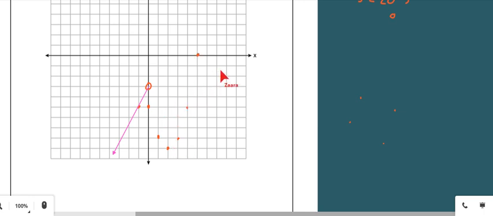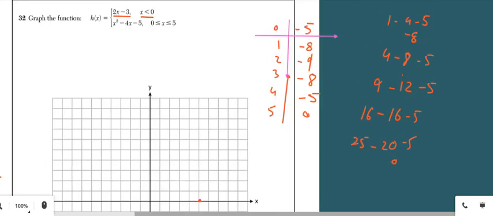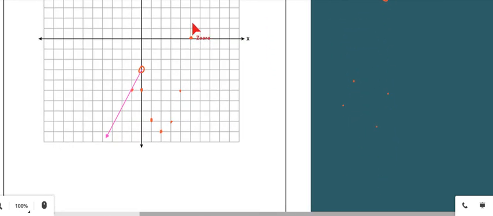Okay? No, no, not scattered. This is quadratic in nature, no? So you will get a U-shaped curve. Okay? So we have to join them.